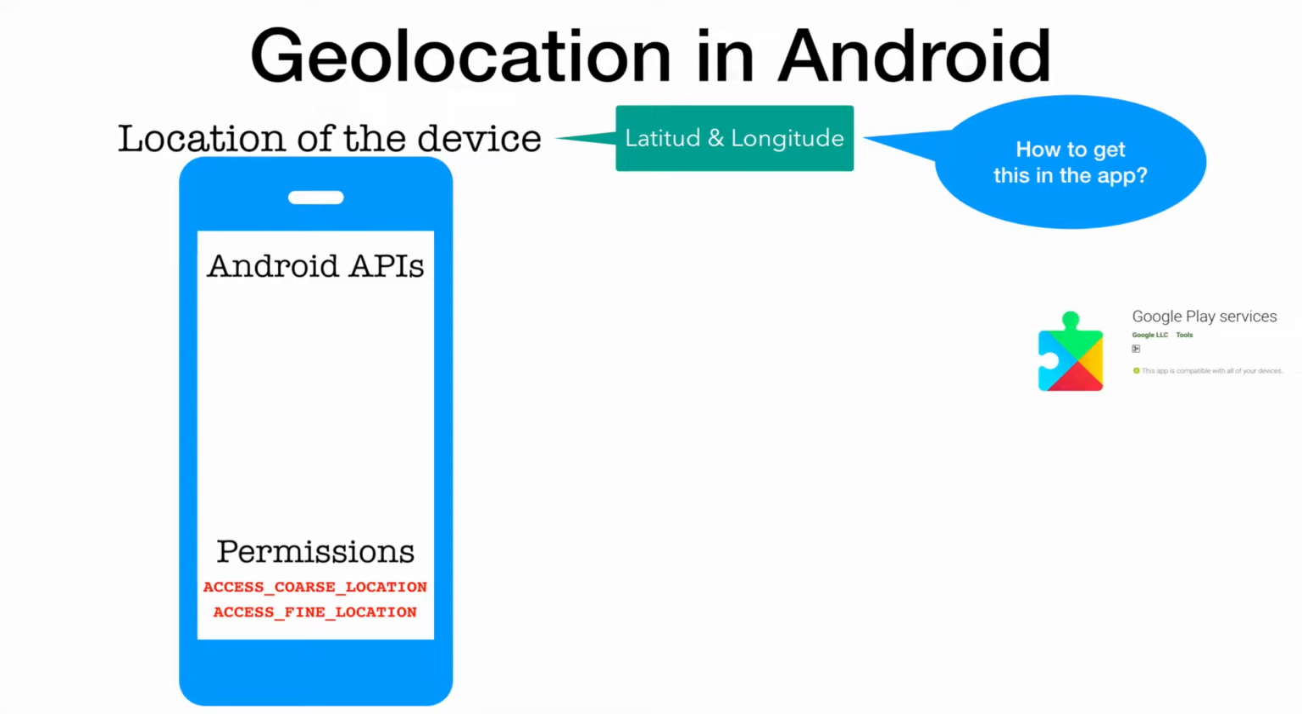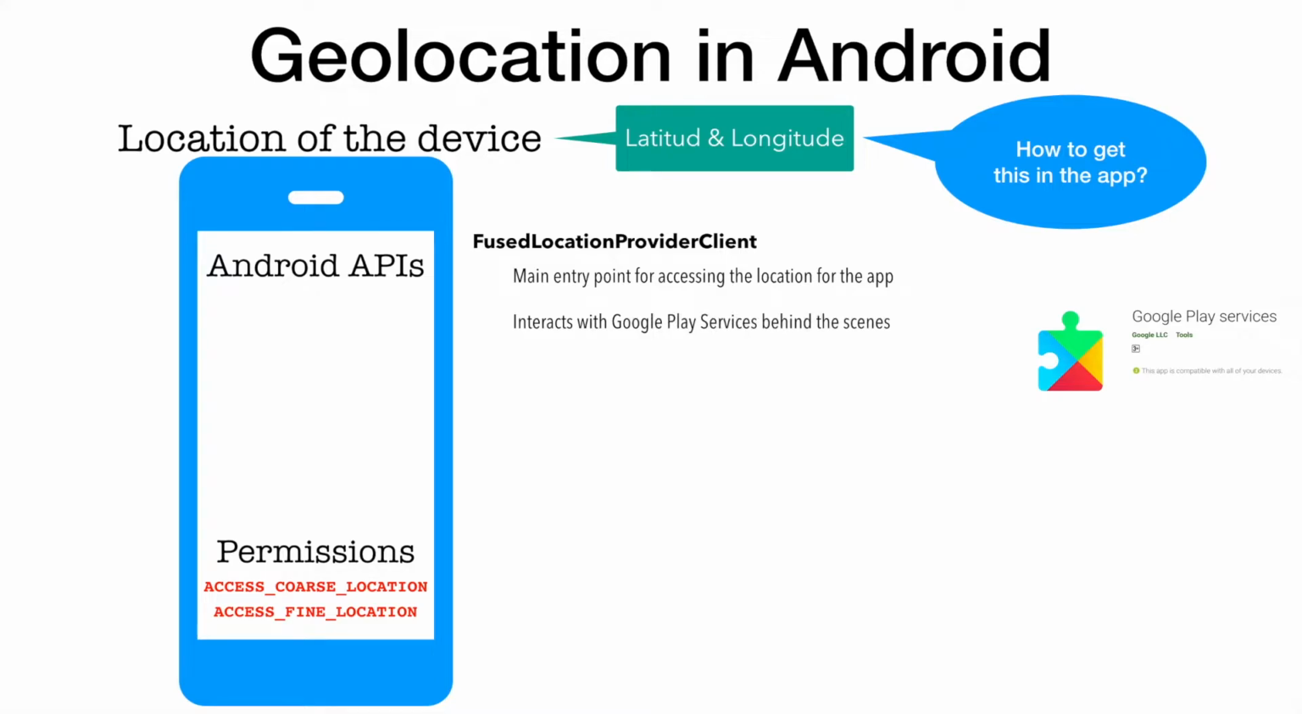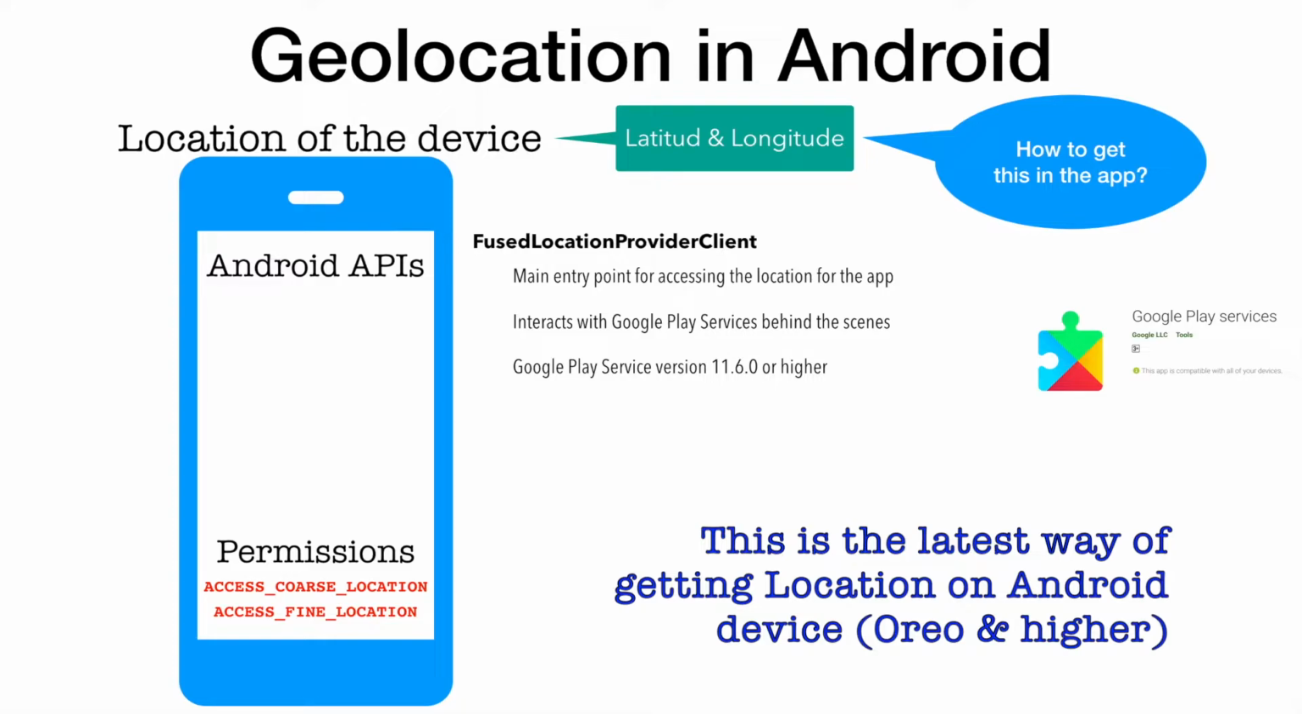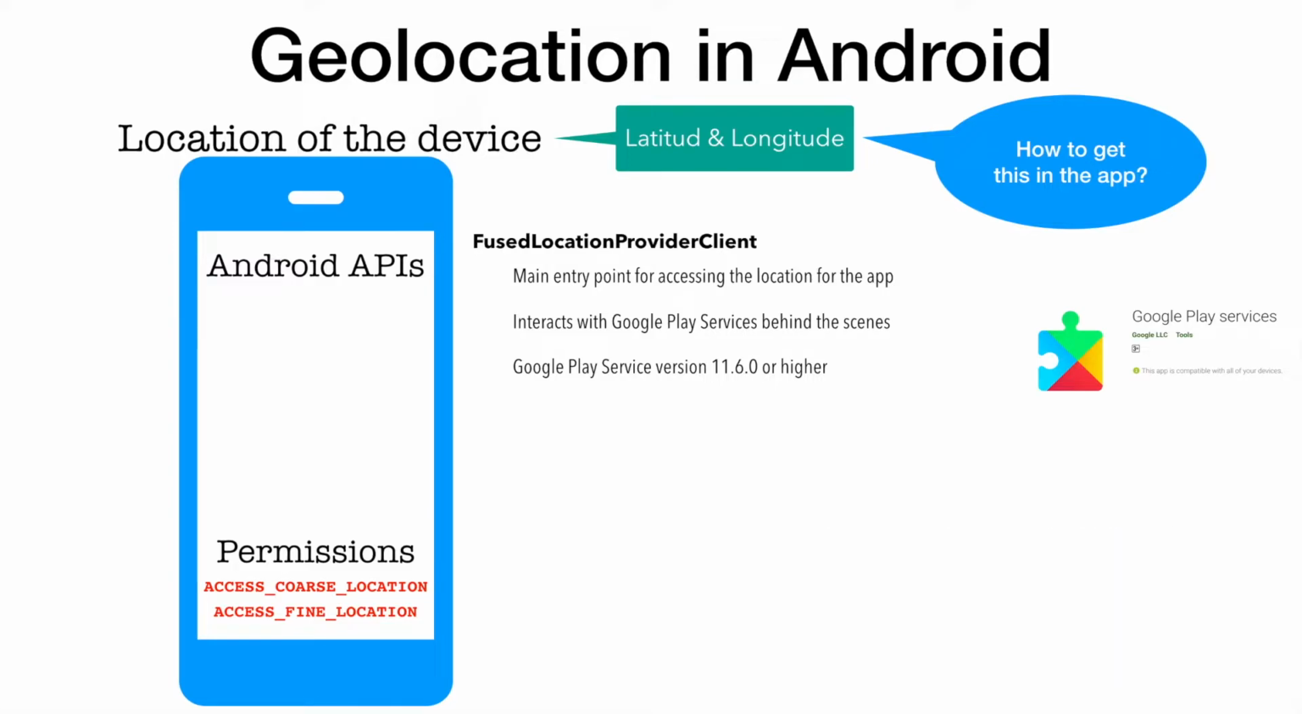The first thing that you will come across when you start exploring geolocation in Android is FusedLocationProviderClient. It is this particular API which works as an entry point for accessing the location for the application that you are building. And it is this particular API which interacts with the Google Play services behind the scenes. You personally don't have to deal with the Google Play services directly. It is FusedLocationProviderClient which interacts with the Google Play services. And to use this particular API, you need Google Play services version 11.6 or above. So this particular API, FusedLocationProviderClient, will get you the location.